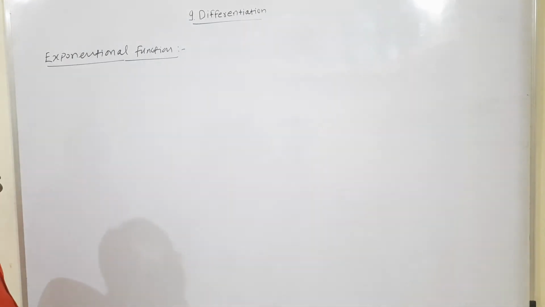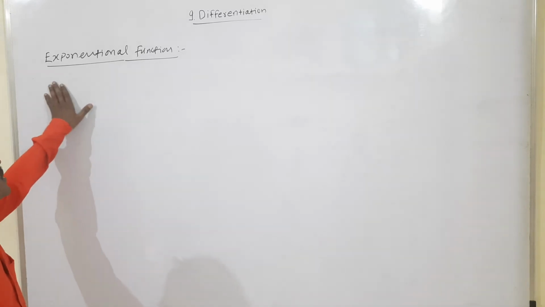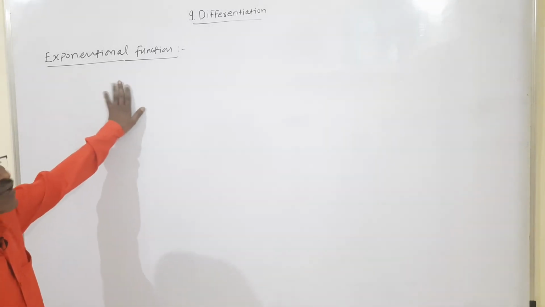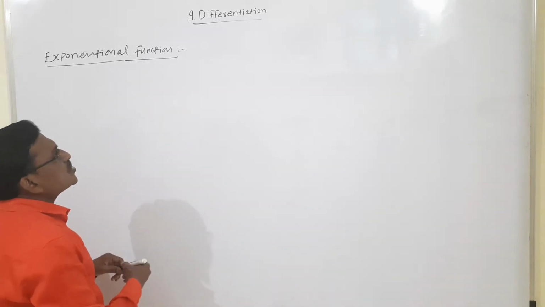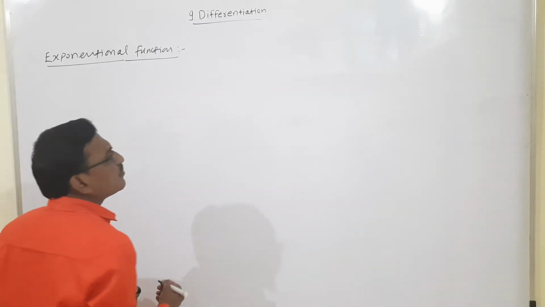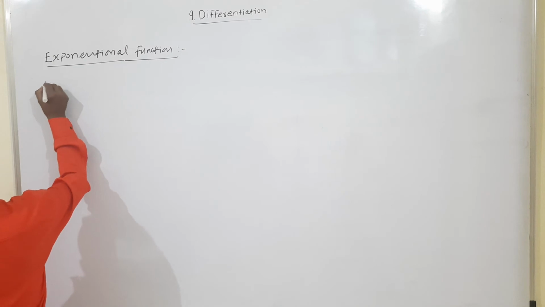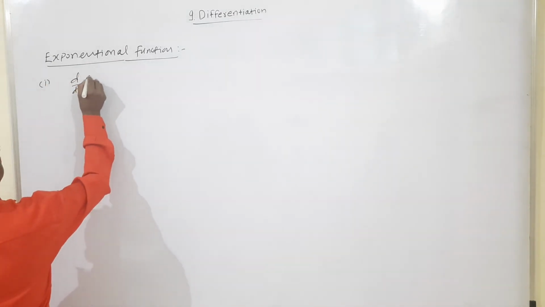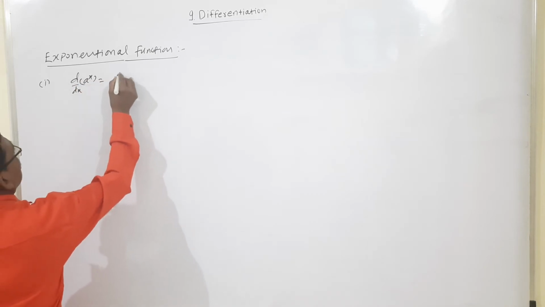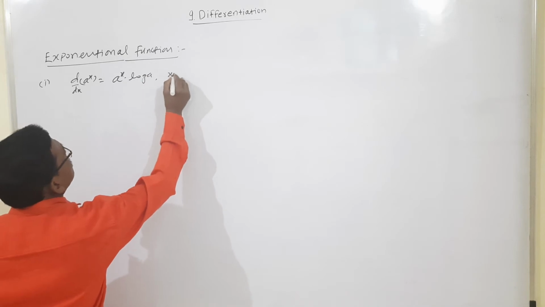Now we will take the next function, that is the exponential function, the derivative of the exponential function. There are two exponential functions. First is a raised to x and the second is e raised to x. The derivative of e raised to x is e raised to x, and the derivative of a raised to x is a raised to x into log a, where a is positive.